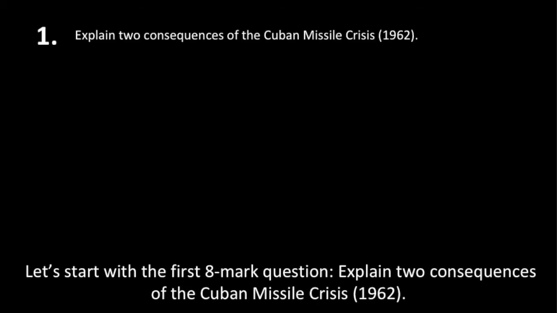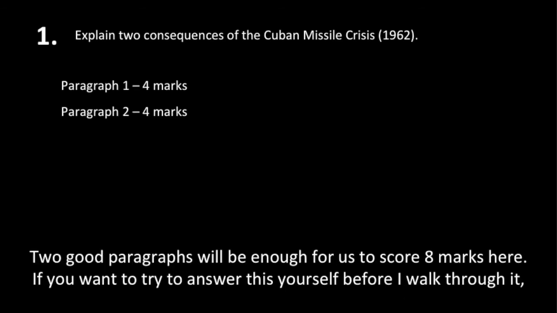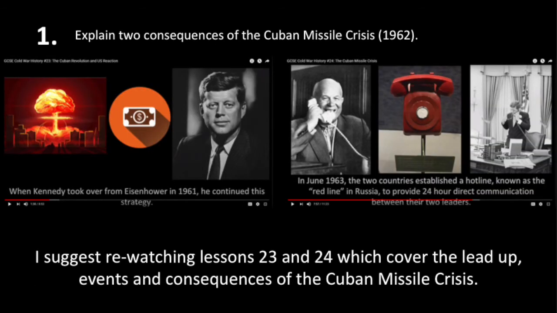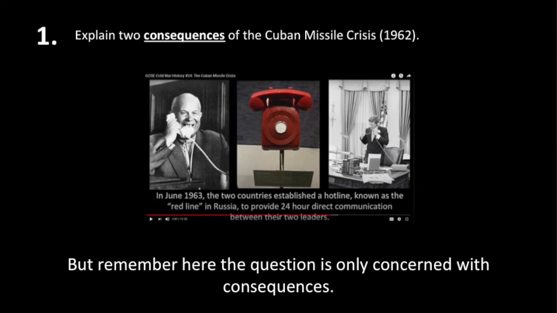Let's start with the first 8-mark question. Explain 2 consequences of the Cuban Missile Crisis of 1962. 2 good paragraphs will be enough for us to score 8 marks here. If you want to try to answer this yourself before I walk through it, I suggest re-watching lessons 23 and 24, which cover the lead-up, events and consequences of the Cuban Missile Crisis. But remember here, the question is only concerned with consequences.